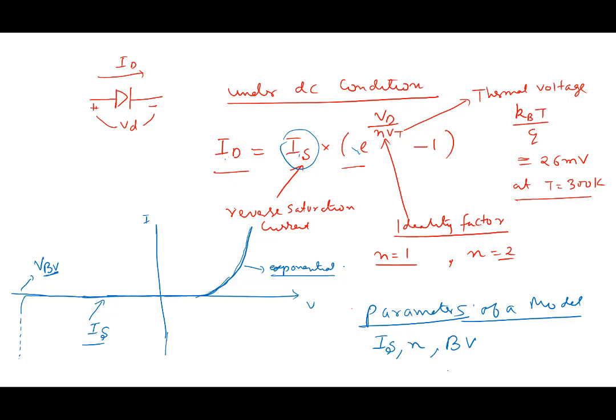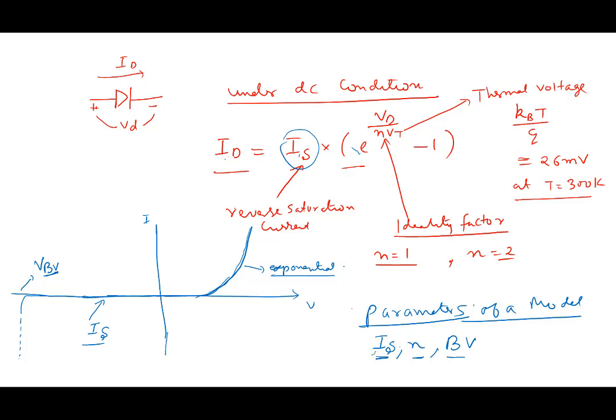You know, for example, there are so many diodes available, and you can read the data sheet of the diode, and you'll find different diodes will have different IS, different N, different breakdown. They have these different characteristics. So these are the parameters of the model. The equation is the same, but different diodes will have different values.